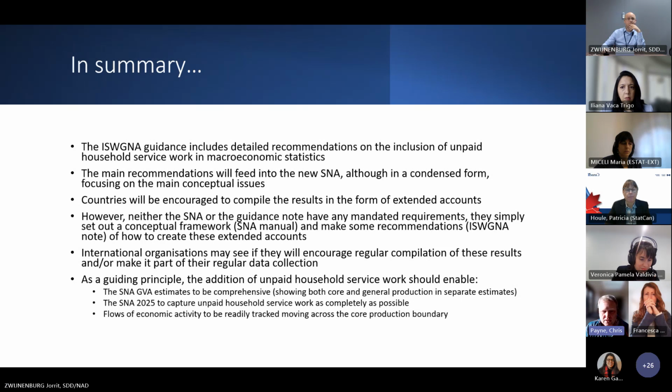So international organizations may see if they will encourage regular compilation of these accounts, and as a guiding principle, the addition of unpaid household service work should really enable the SNA gross value added estimates, that's the valuation of unpaid work and also the market work, to be as comprehensive as possible. So in both the core estimates, what's the value of GDP, you should be able to distinguish that from what's the value of the total economy once you add in the value of these unpaid services.